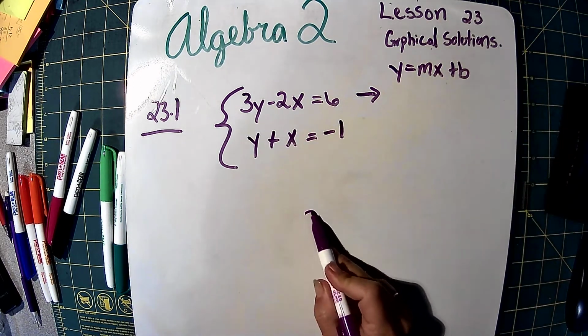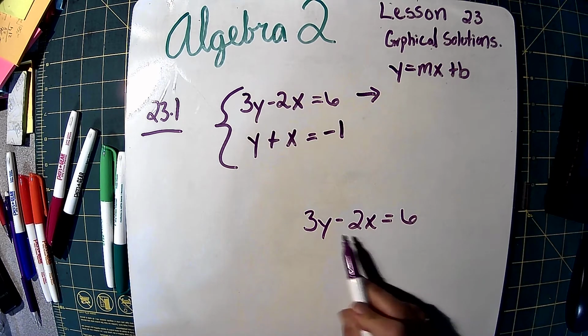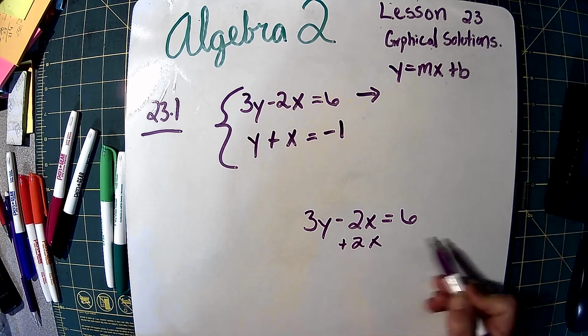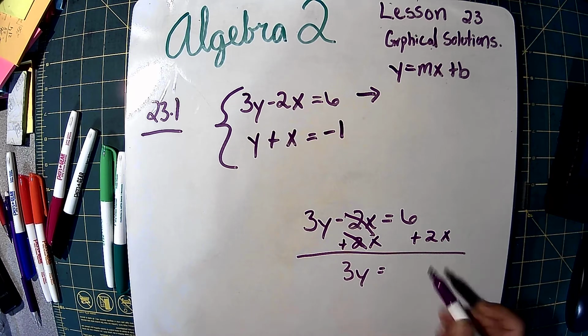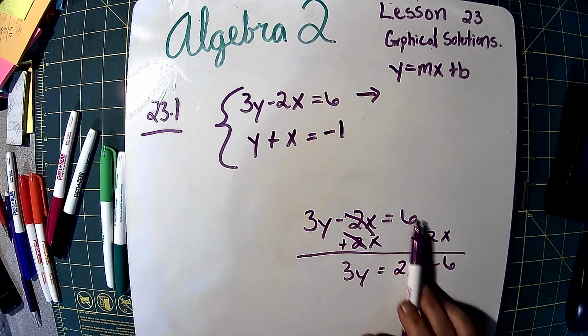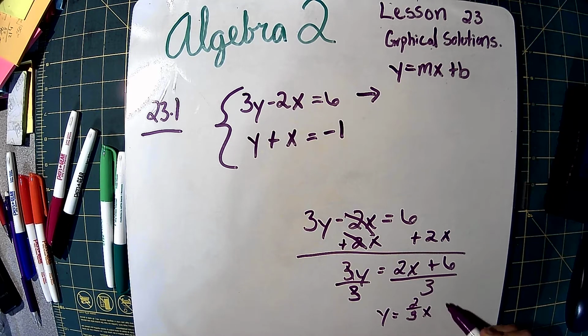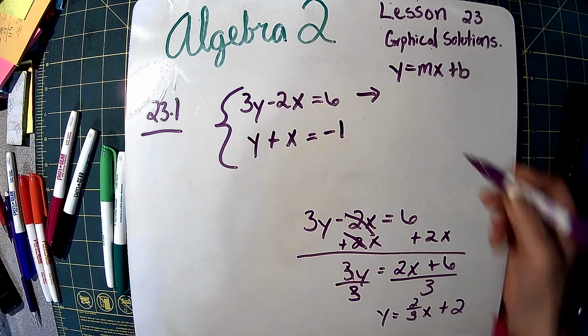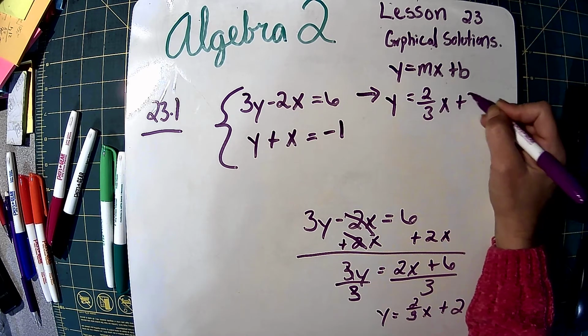So all we have to do on this one, 3y minus 2x equals 6, we're going to move this 2x. We want to get y by itself, so we're going to do plus 2x on both sides. And we're going to get 3y equals 2x plus 6. See, we can't add these together because they're not like terms. Alright, and then we're going to divide all that by 3. We're going to get y equals 2/3 x plus 6 divided by 3 is 2. So this one comes out to y equals 2/3 x plus 2.